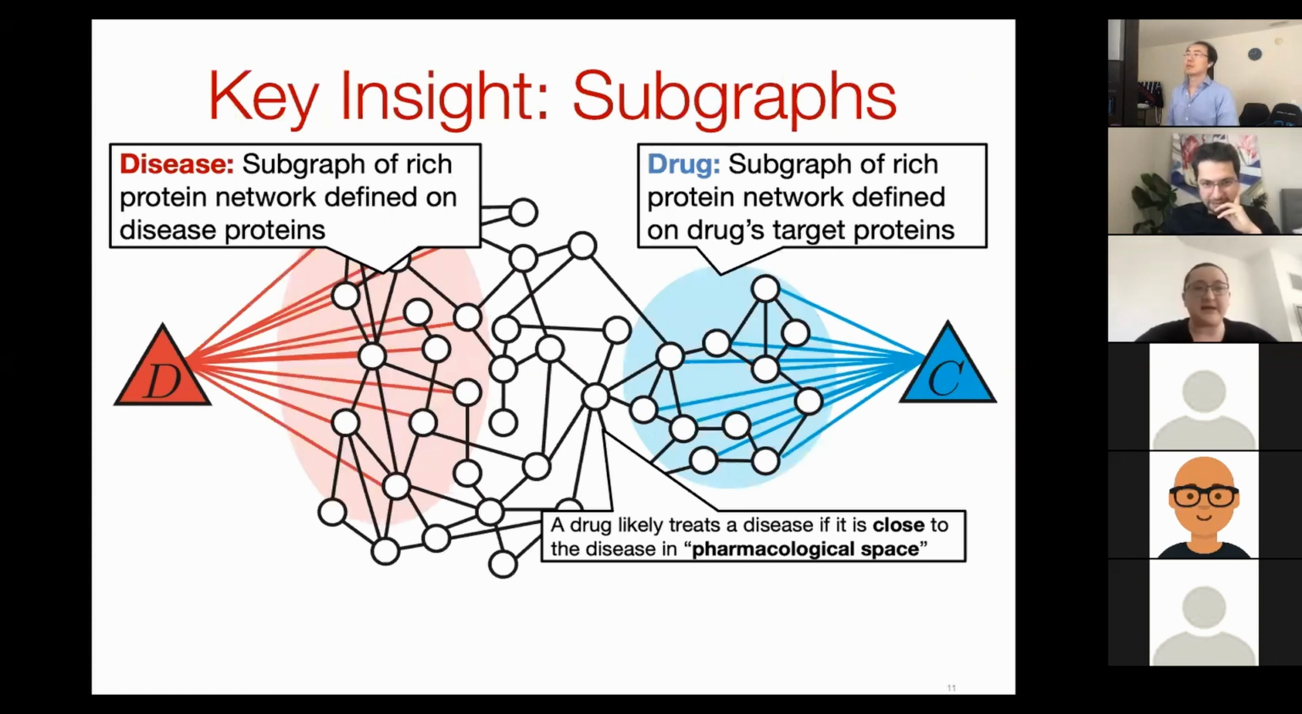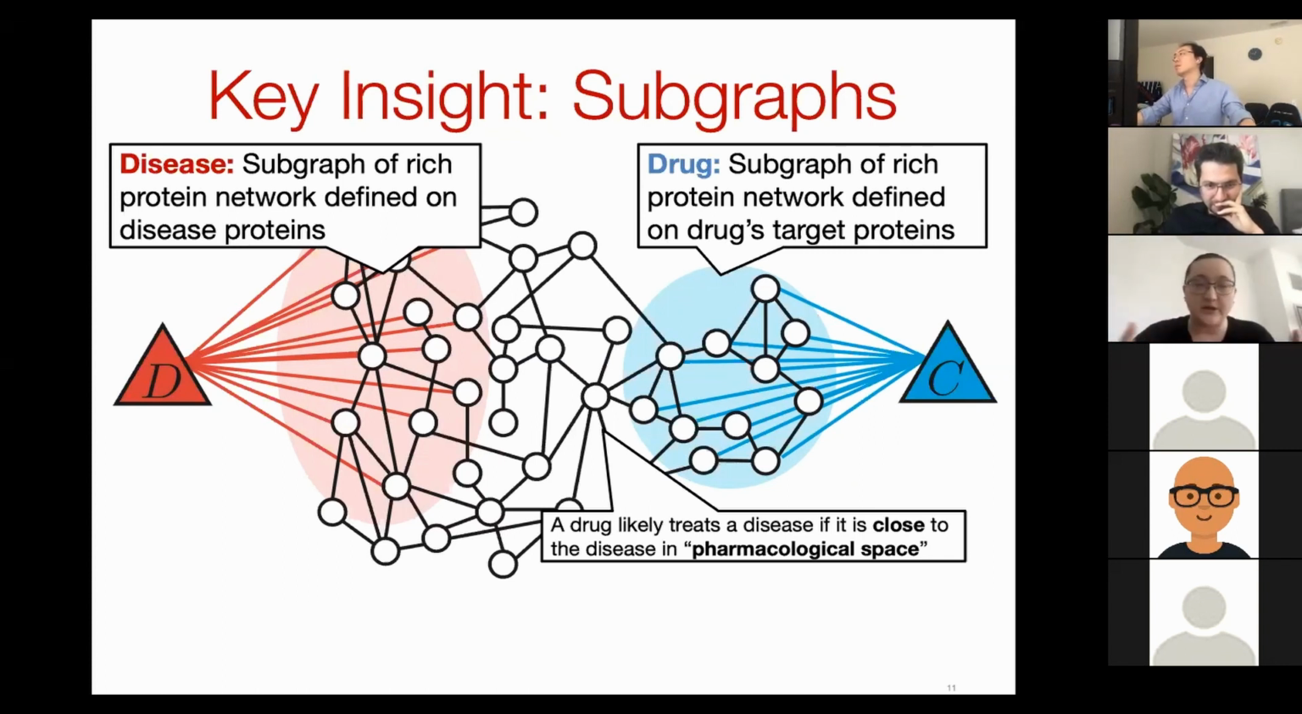The key insight that we will be leveraging here is this notion of subgraphs. So what that means is that we want to move away from representing drugs and diseases as simple nodes in the bipartite graph, as I showed in the previous slide.